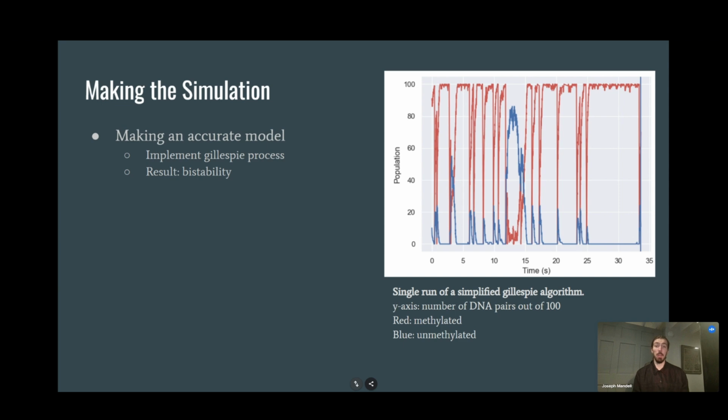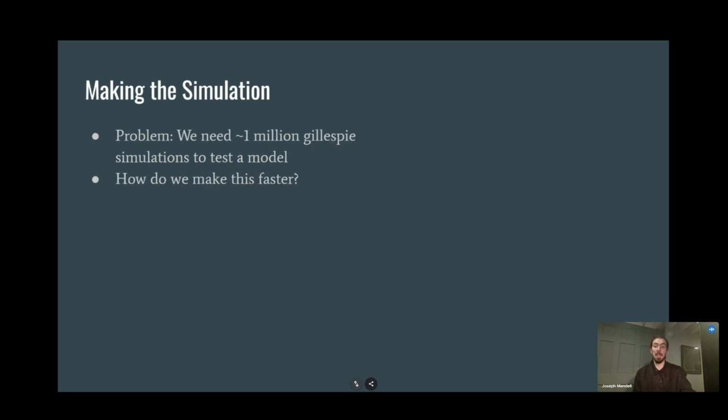It's, again, like a light switch. It's either on or off, right? Mostly methylated or mostly unmethylated. This matches pretty well with the biological reality, so this is kind of an assurance that our simulation is behaving as expected. I want you to look at this graph again. It looks a little complicated, right? Well, tough luck, we have to make 1 million of those graphs to properly test our theory.